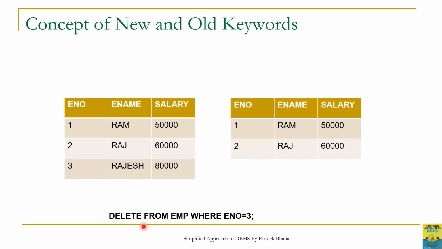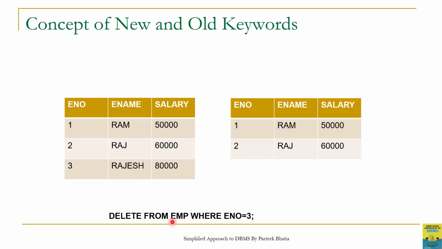Now let us consider this final case of delete statement. Here we have an employee table with rows 1, 2 and 3, and we are issuing a delete statement to delete a record of E number 3 from this table. After performing this delete operation, the record of E number 3 will be removed from the database. The table on the left side indicates the content of employee table before issuing this delete statement, and table on the right side indicates the content after issuing this delete statement.